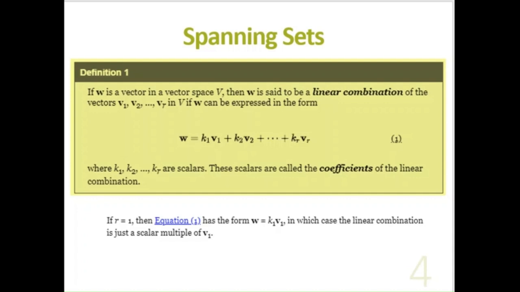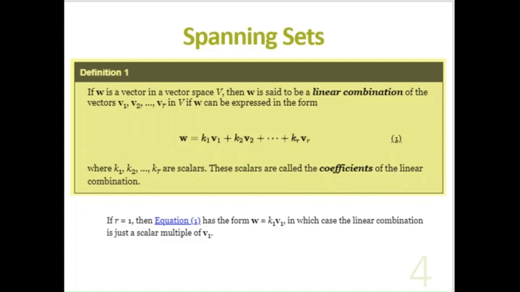If you look at definition 1 in your section 4.3, it says if W is a vector in a vector space V, then W is said to be a linear combination of the vectors v1, v2, all the way through vr in V, if W can be expressed in the form W equals k1v1 plus k2v2, all the way through krvr, the vectors multiplied by their scalars, where k1, k2, through kr are scalars. These scalars are called the coefficients of the linear combination.